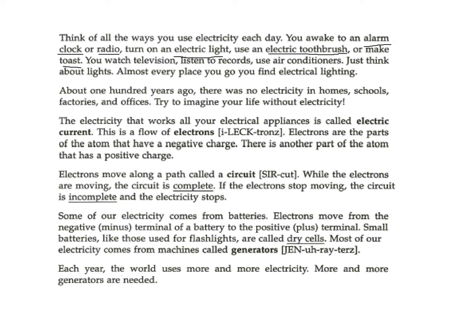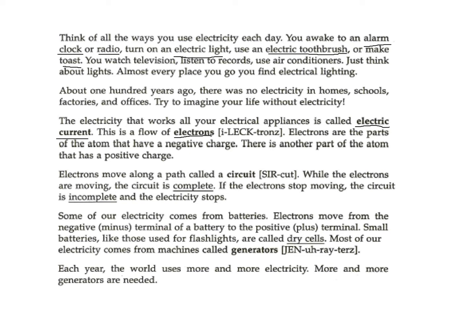Almost every place you go, you find electrical lighting. About 100 years ago, there was no electricity in homes. Can you imagine? Just 100 years ago, we had no electricity. No electricity in schools, no electricity in factories and offices. Just imagine your life without electricity. The electricity that works all your electrical appliances is called electric current. So the type of electricity we see all the time is the one where there is a flow of electrons. It can be controlled. It's not like lightning.